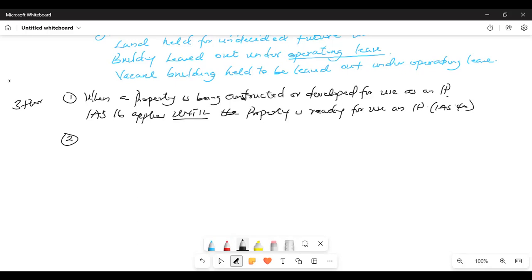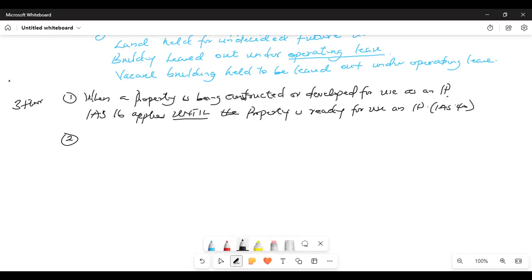So IP could be a spare property rented out to a third party in order to get some gain. So it could be the spare property out of the entire property. So you have to distinguish the part that is used for the rental to earn rent money, and the part that is also used by the company itself.